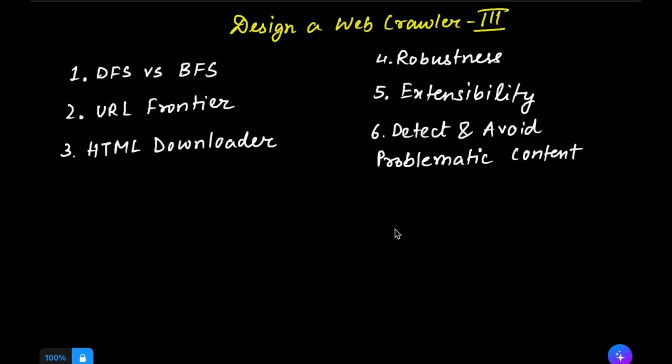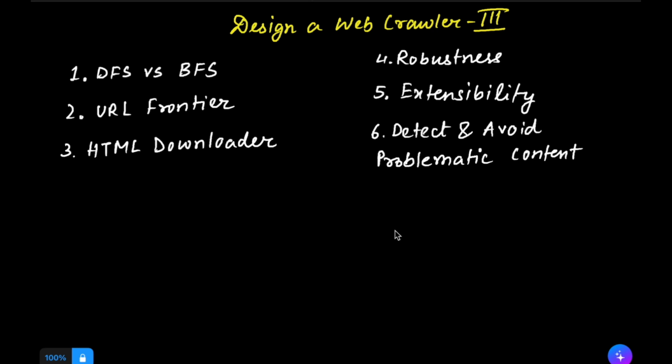Hi everyone. Welcome to the third video of this playlist on Design a Web Crawler. In the previous video, we discussed a high level overview of how a web crawler works. If you remember, we introduced certain components or terms: it first encounters a seed URL, then puts the URLs into the URL frontier.